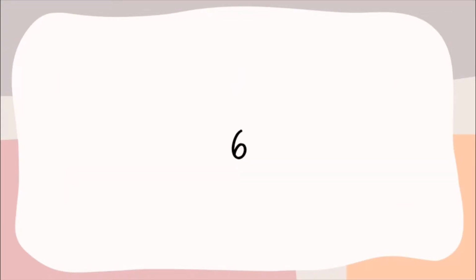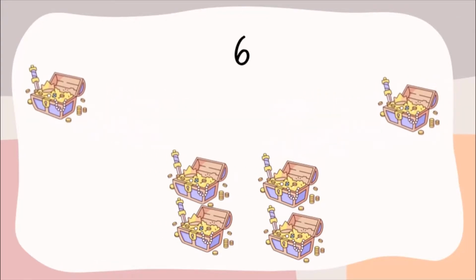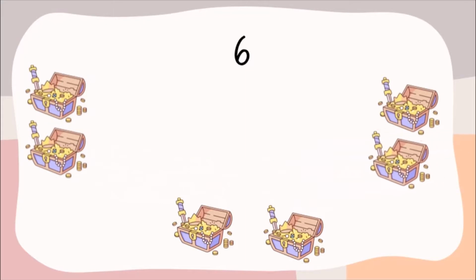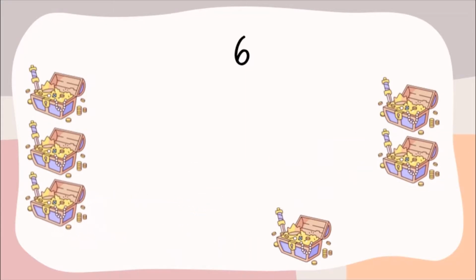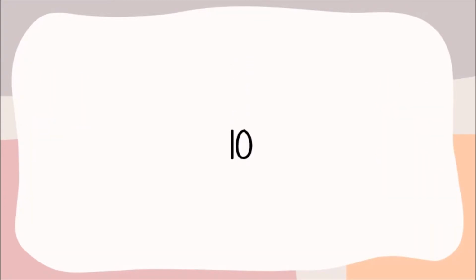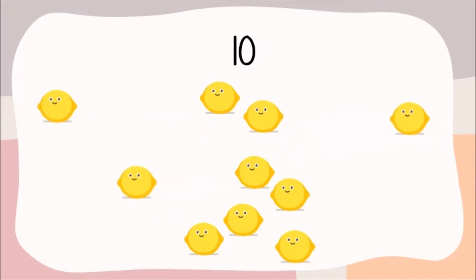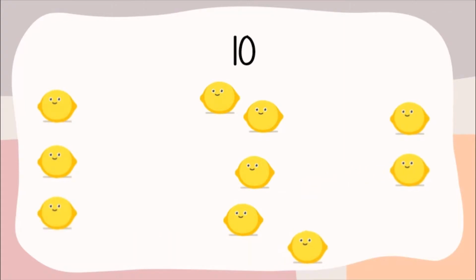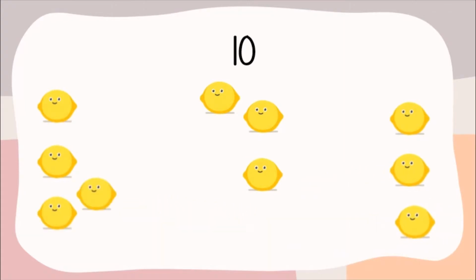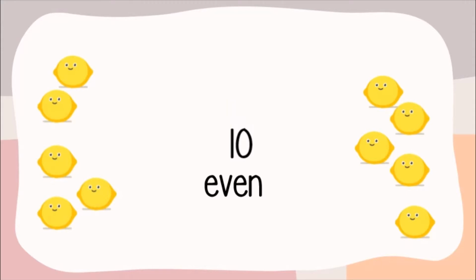Let's try the number 6. 6 treasure boxes can be grouped into 2 groups with 3 boxes each. No extras. Therefore, 6 is even. Now the number 10. 10 lemons can be grouped into 2 groups with 5 lemons each. No extras. Therefore, 10 is even.